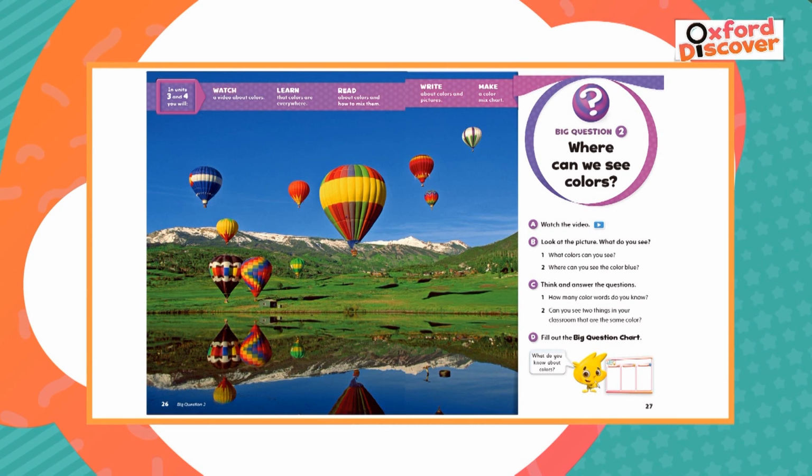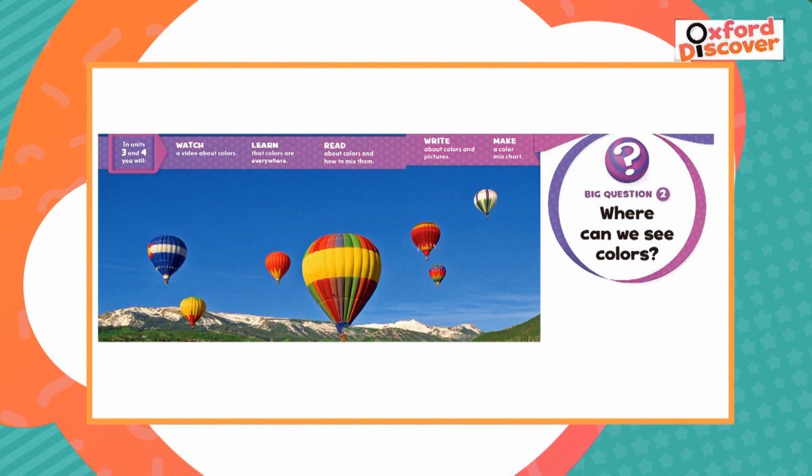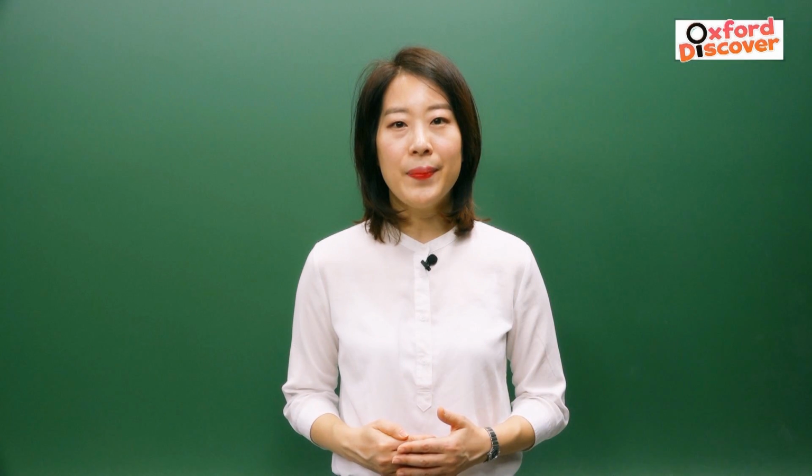Each big question unit opens with a big, colorful picture. The theme and main objectives are outlined at the top so students will understand what they will do and learn throughout the following 2 units.